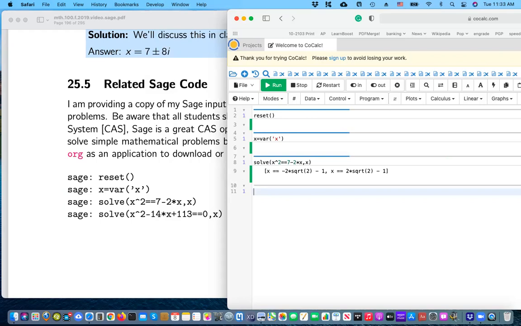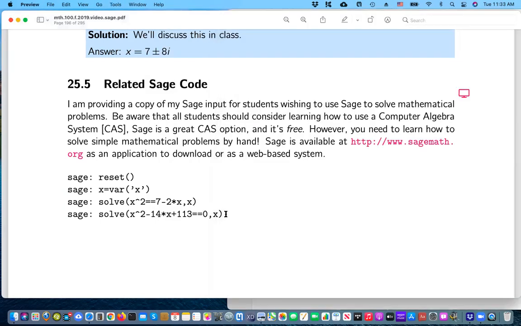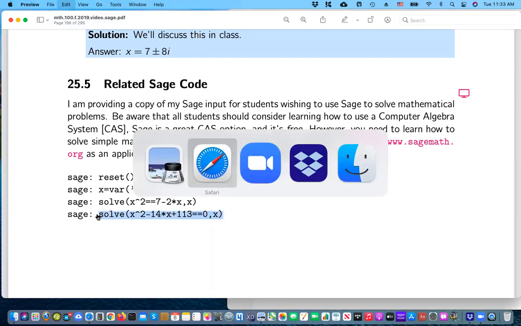Right, it's working on it. I know that because I see that green thing going back and forth. And it certainly solves the equation for me. It says x equals minus 2 square root of 2 minus 1, and x equals 2 square root of 2 minus 1. I'm going to do a copy paste next. This looks like a familiar question. By the way, the other one's also familiar, but this is in very recent memory.